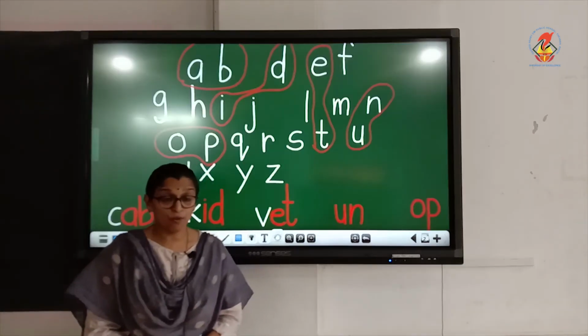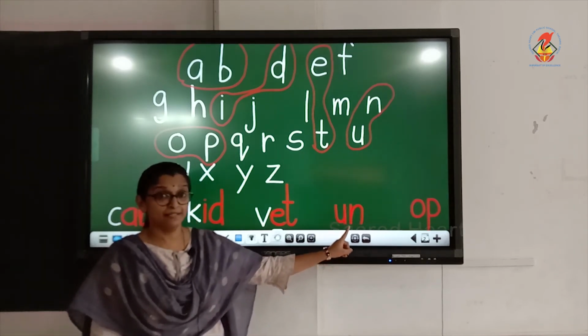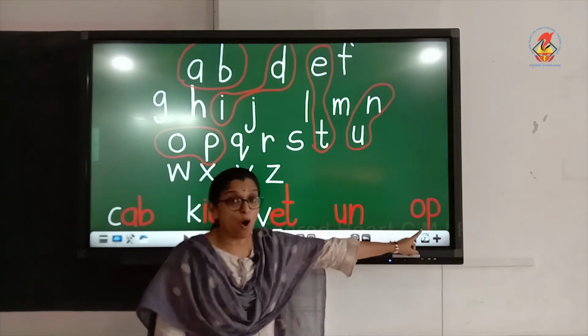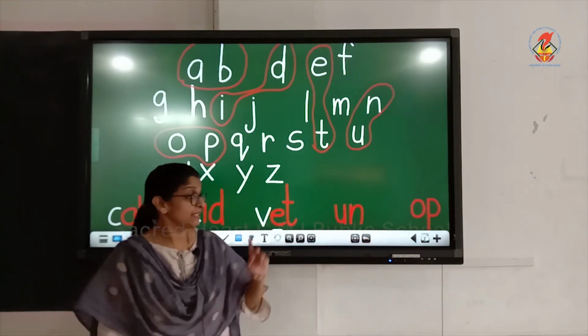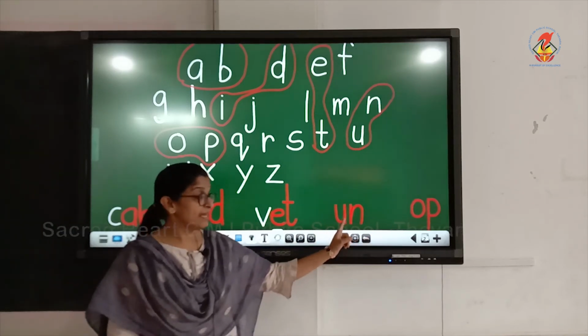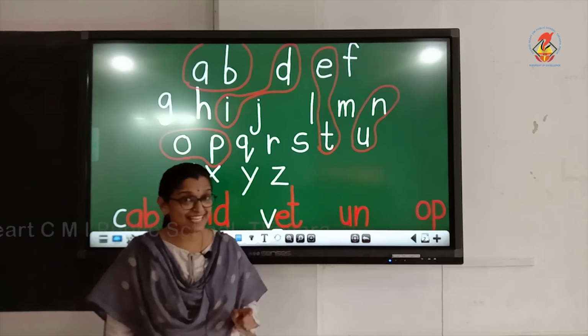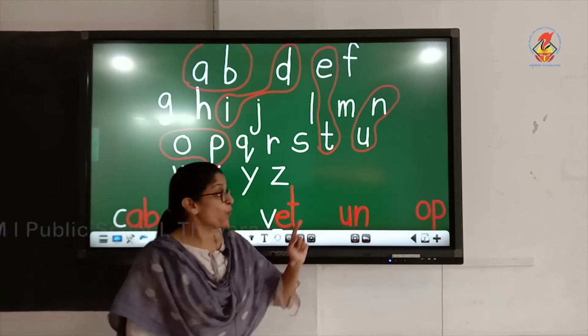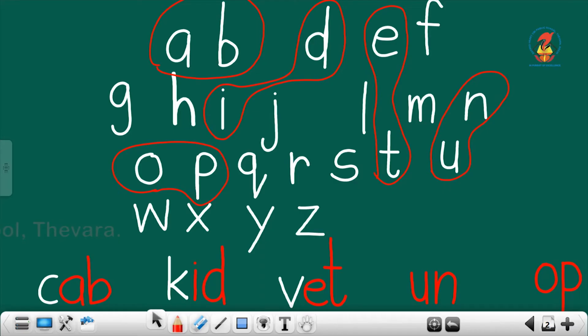Now, there were two more groups left. One was un, and the other was op. The teacher asked who would like to join the two groups, un and op. Just then, letter S and letter H wanted to join the two groups like this. Letter S wanted to join un.